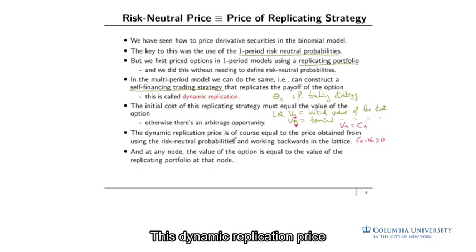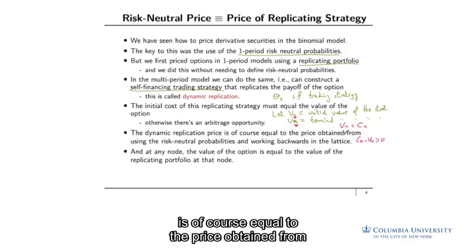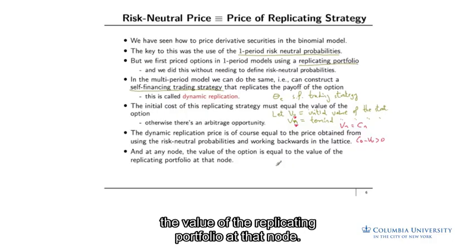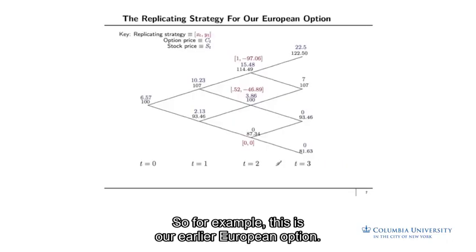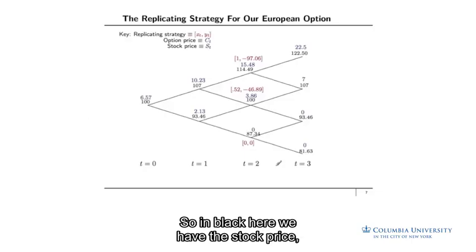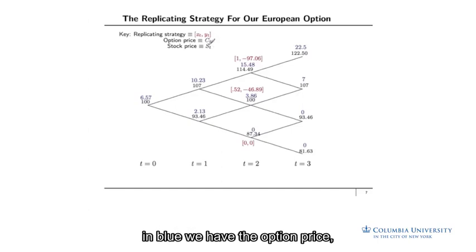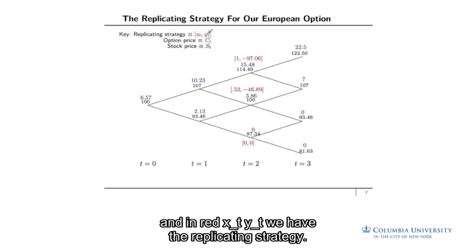This dynamic replication price is, of course, equal to the price obtained from using the risk-neutral probabilities and working backwards in the binomial lattice. And at any node, the value of the option is equal to the value of the replicating portfolio at that node. So, for example, this is our earlier European option. In black, here we have the stock price. In blue, we have the option price. And in red, XT, YT, we have the replicating strategy.